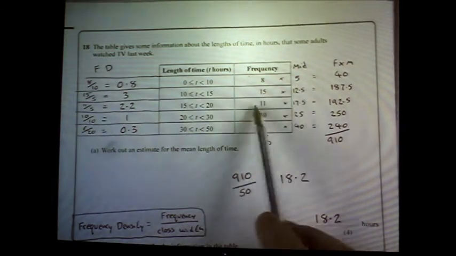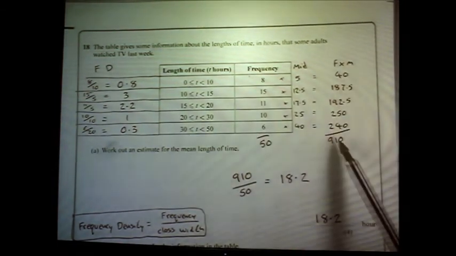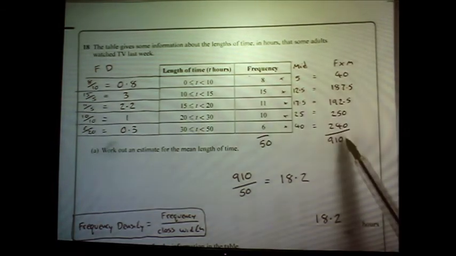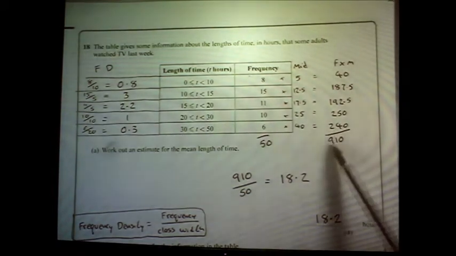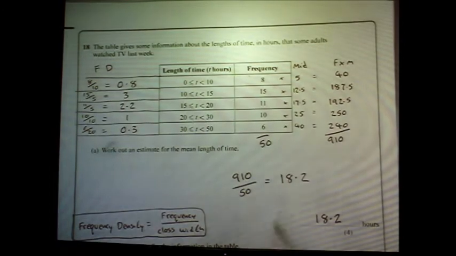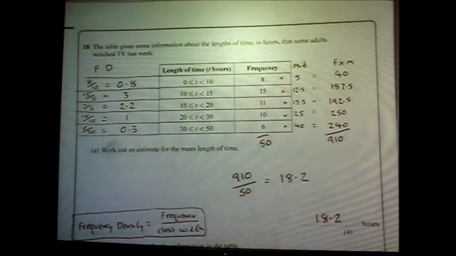Again, you do the same for the next one and the next one. Then we add them all up, like you would do for any mean average. So once you've added them up, you divide by the number of people you've got, which is 50, which I've done there, and it comes to 18.2 hours.